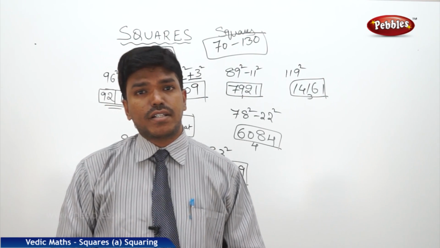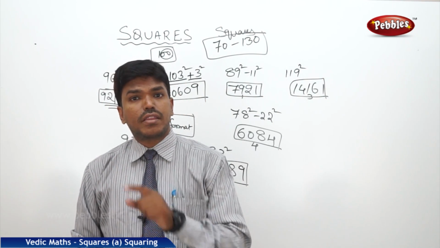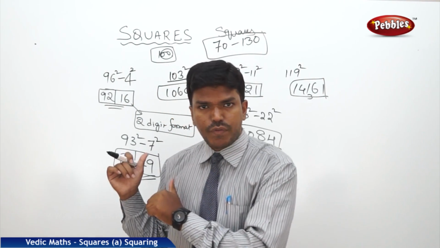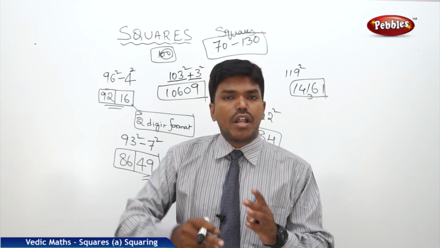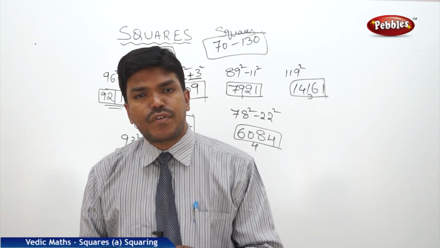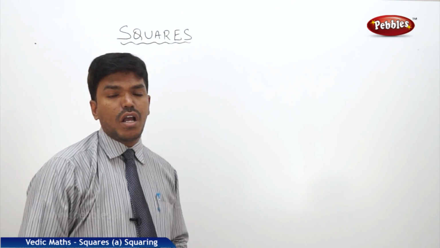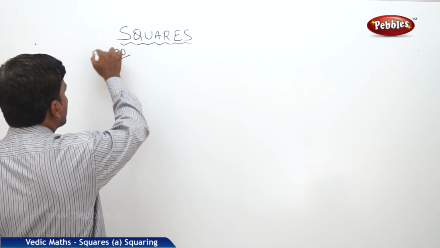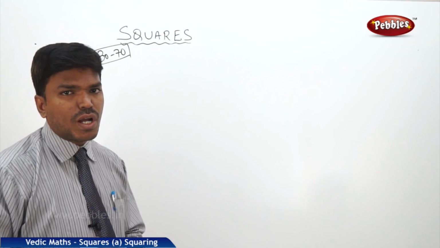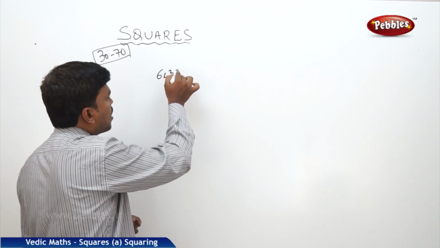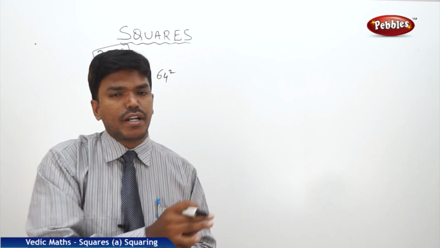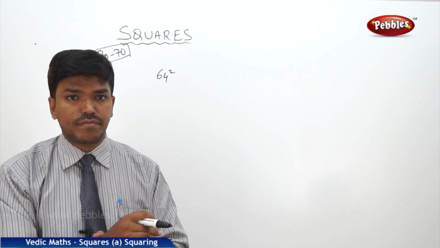Now we will discuss the squares from 30 to 70. What we discussed now was only from 70 to 130, right? Now we will discuss how to calculate the squares from 30 to 70. See here, from 30 to 70. Let us take some number, 64 square. If you compare 64 with the base 100, how much less is it? 36. Yes or no?